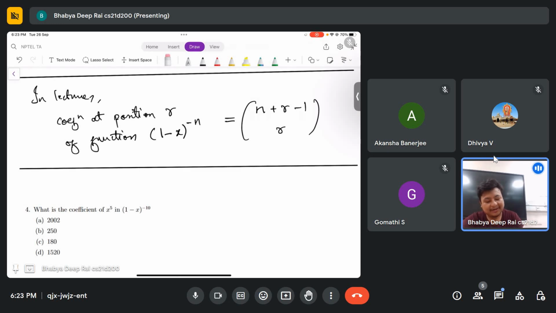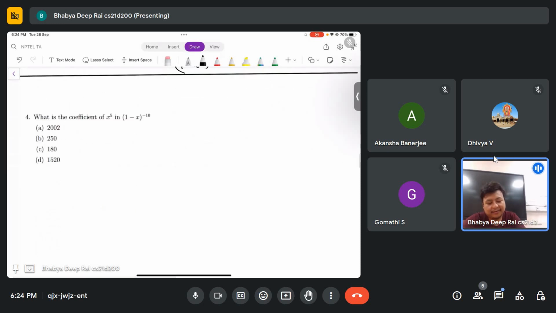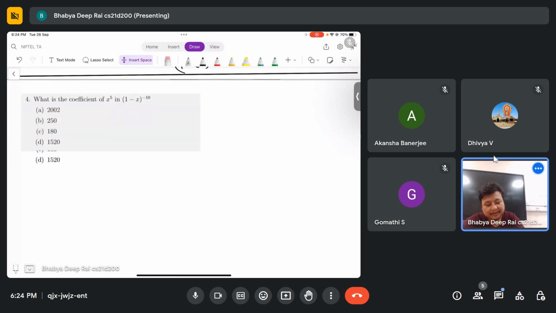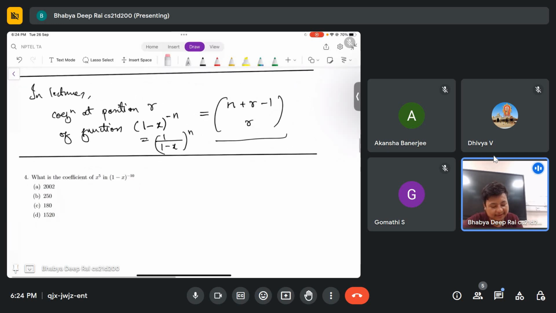The coefficient at position r of the function (1 minus x) whole to the power minus n. Remember, this is minus n. Or in other words, this is nothing but 1 by (1 minus x) whole to the power n. The coefficient is given by n plus r minus 1, choose r. So now it is straightforward how to solve this question. Can you tell me what is the coefficient of x to the 5 in (1 minus x) whole to the minus 10? You can just apply the formula, and if you apply it correctly, you'll get the answer.